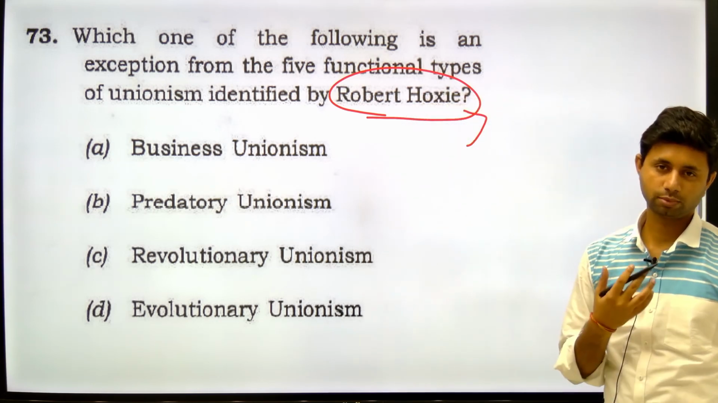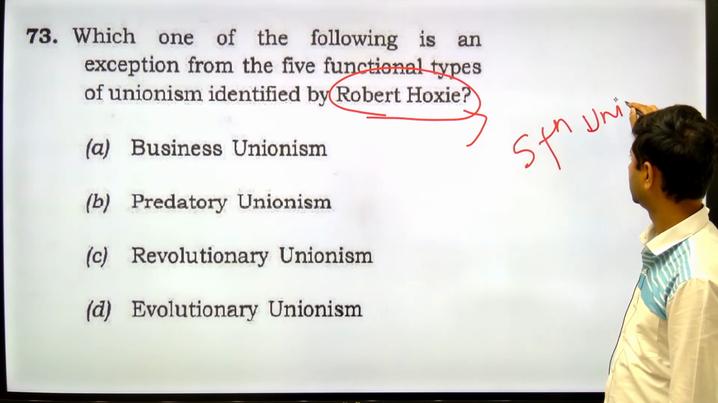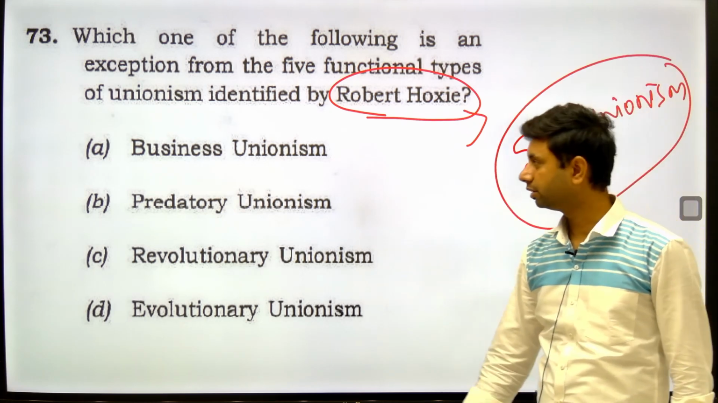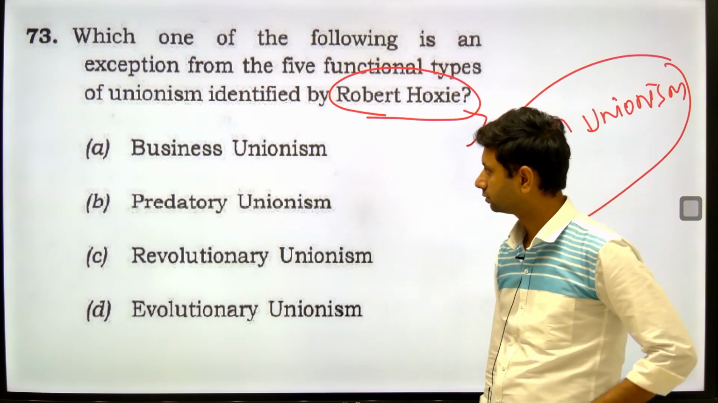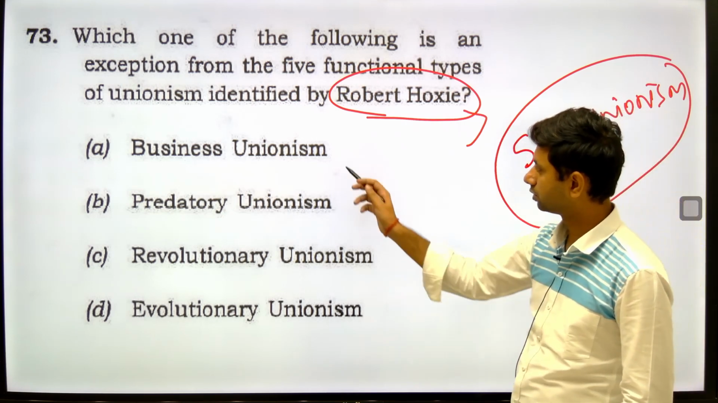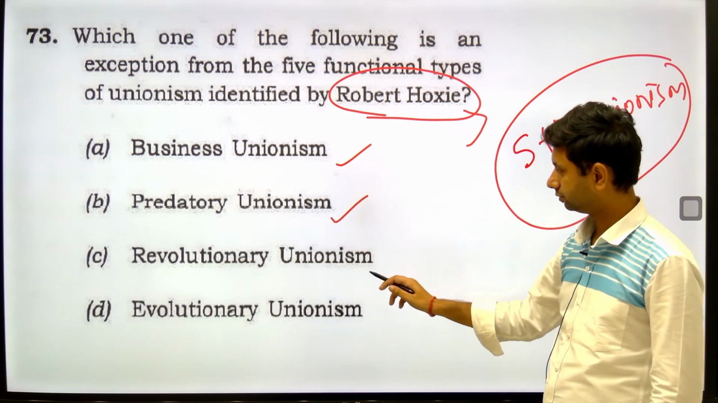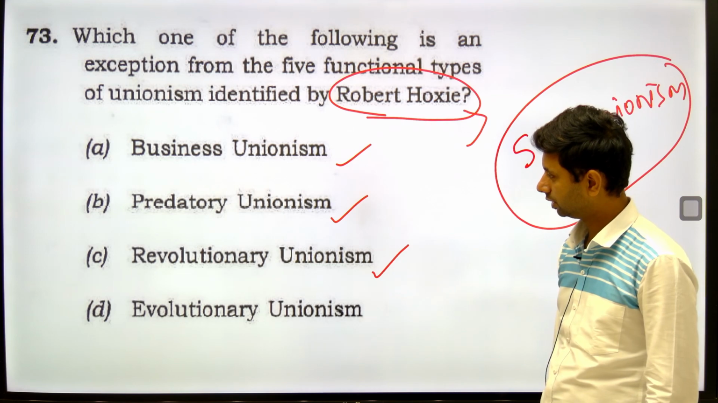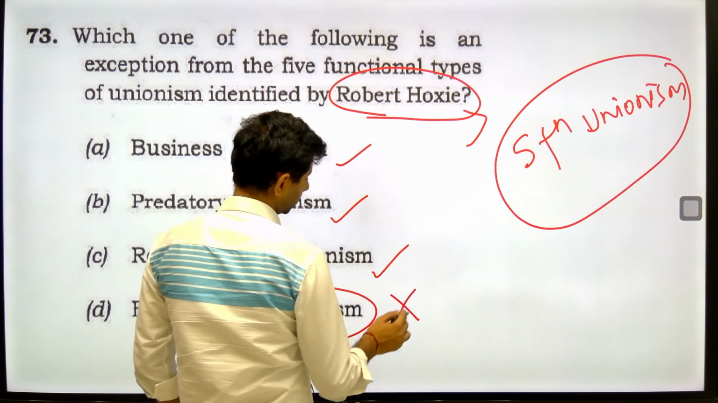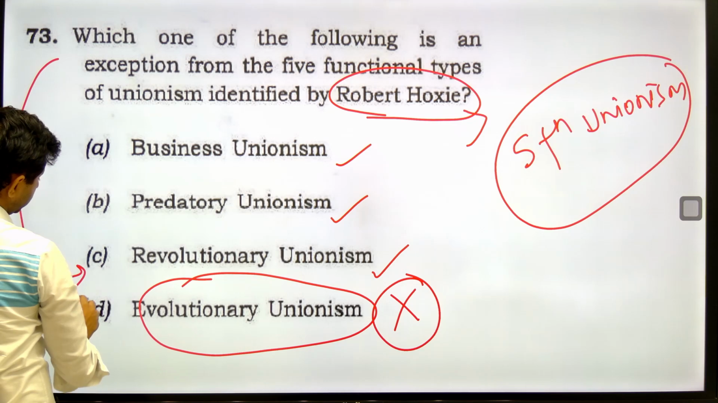Professor Robert Hoxie talked about 5 functional types of unionism. Tell me which one is not the one mentioned by the Professor. The first option is business unionism, which was there. Predatory unionism was also there. Revolutionary unionism was also there. Evolutionary unionism was not given by Professor Robert Hoxie. So the answer for 73 should be D.